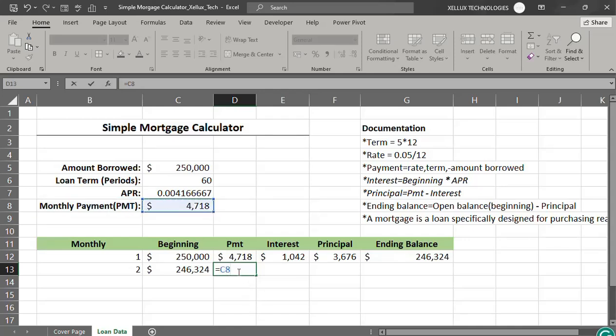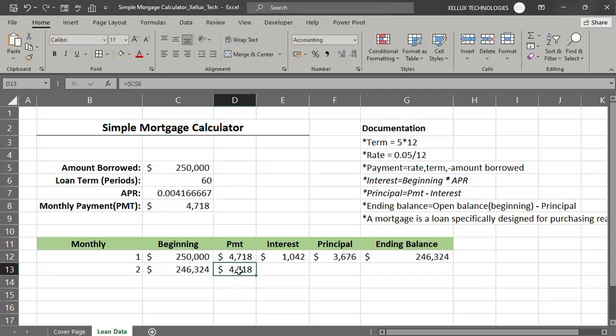So that's what we call absolute cell reference. So shift $, then you lock the C. The C is the C8. So you lock it so that every other cell will make use of it, so that there will not be error in your mortgage calculator. Press enter. So the PMT will be fixed there.